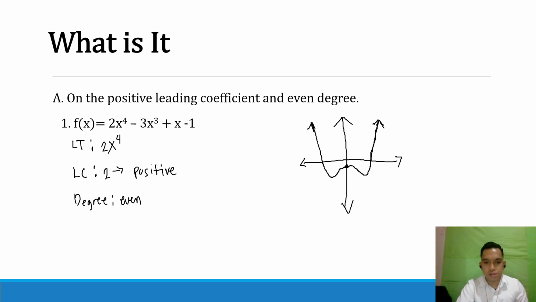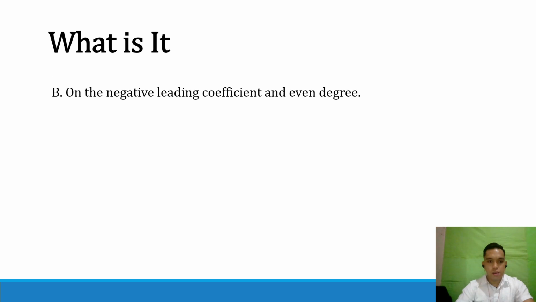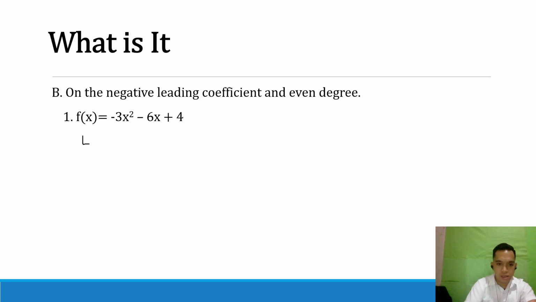Now let's proceed to letter B. Okay, so in letter B, we have on the negative leading coefficient and even degree, the polynomial function f of x equals negative 3x squared minus 6x plus 4. So the leading term here, or the LT, is negative 3x squared. Then the leading coefficient, or the LC, is negative 3, which is negative.